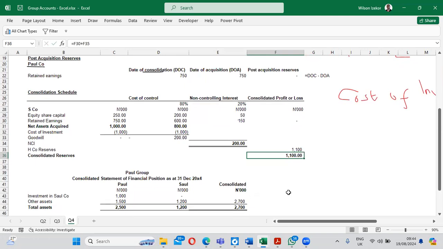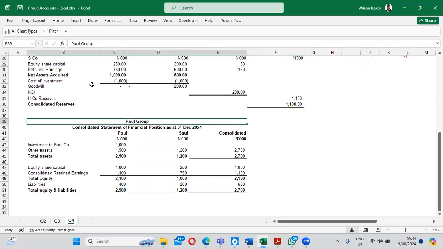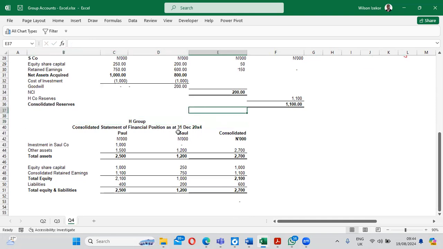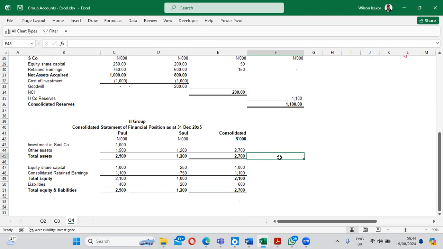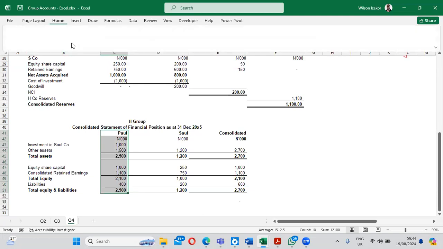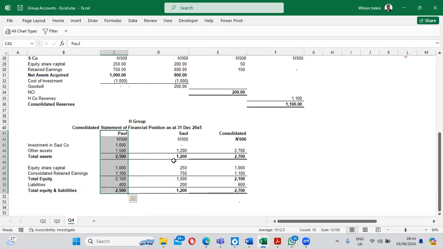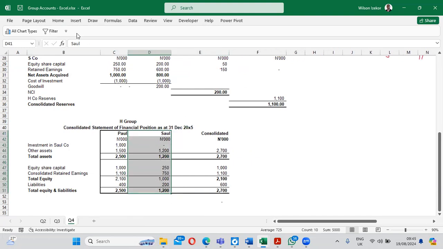So what you then need to do is to prepare your consolidated statement of financial position, not for Paul Group this time around, but for H Group. Okay, and the year is 2005. So what we'll do now is that the cost of investment, remember, we are not consolidating the cost of investment. This is it under Paul Group. So that remains as it is like this.